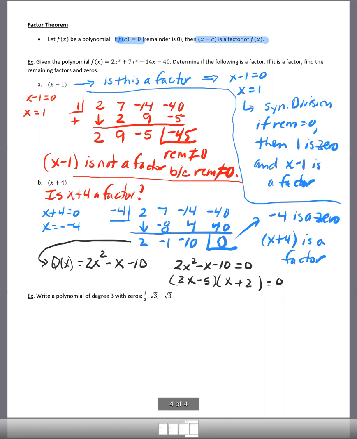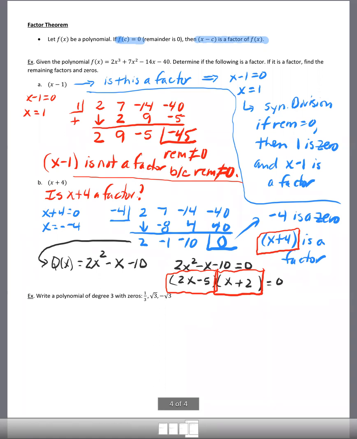And so what I've just now found are my other 2 factors, okay? First, I know that x plus 4 is a factor because we proved that when you synthetically divide by it, you get 0. I took the quotient here, and I set it equal to 0, and I just found that 2x minus 5 is a factor, and so is x plus 2. So everything I boxed in red there are factors.